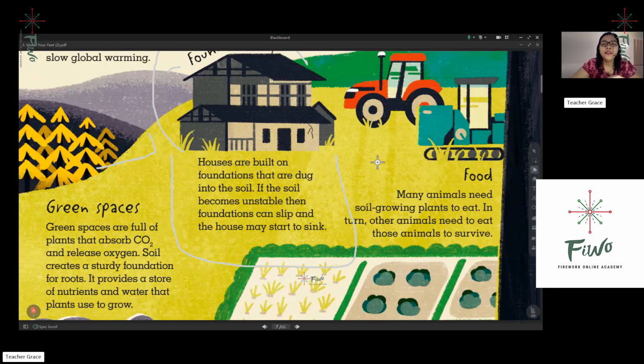So we need to look for a place where the soil or the ground is stable, okay? So when we say stable, that means that it is not prone to any landslide, okay? So even if there's a landslide, you are, let's say, far away from that place, okay? So if the soil becomes unstable, then the foundation can slip and the house may start to sink.